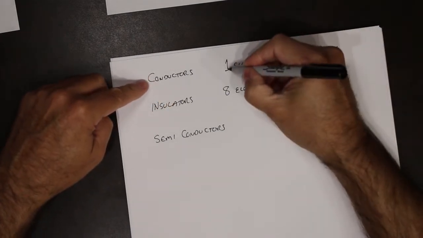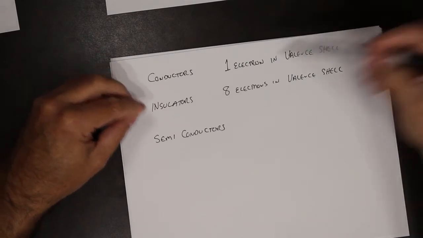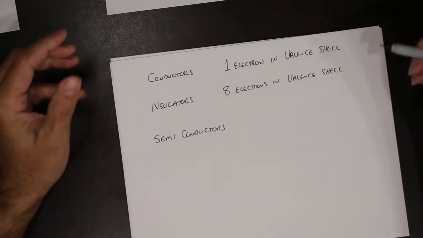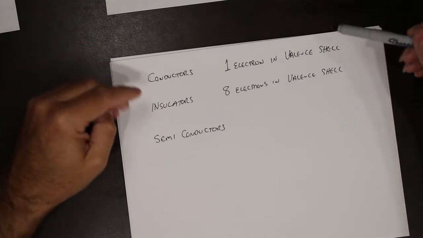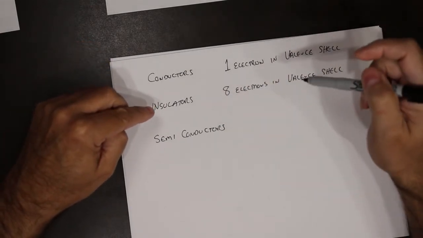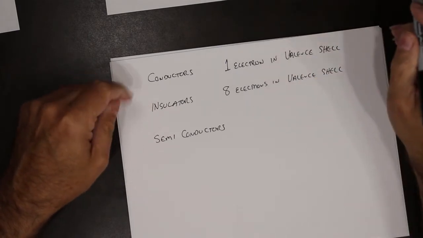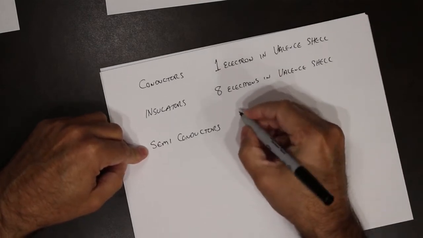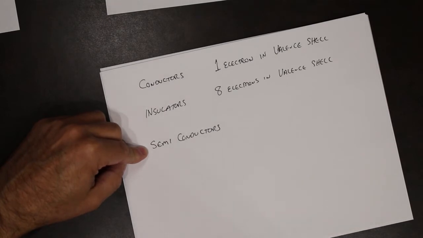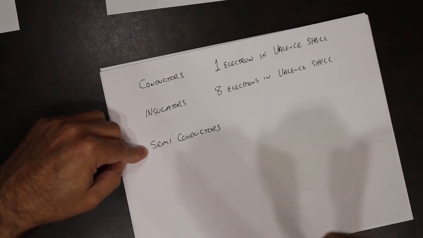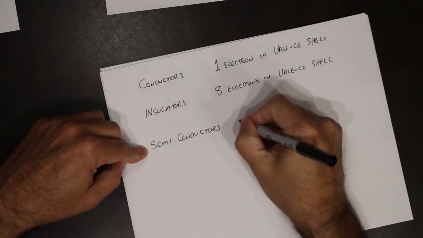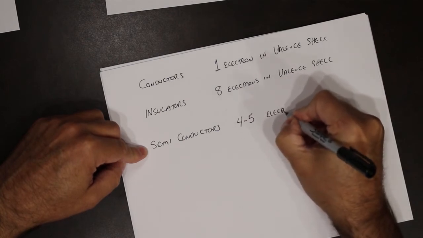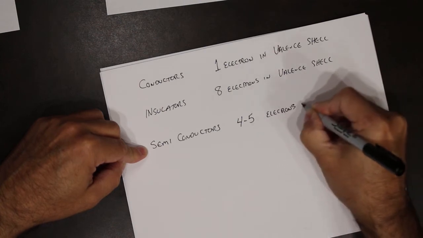So a conductor, that 1 electron can easily absorb enough energy to leave. The insulator, 8 of those electrons have to absorb the energy, so they only get 1/8. Therefore, not enough energy for them to enter the conduction band. So an insulator or insulated material does not conduct electricity under normal circumstances. Then there are semiconductors. Now, a semiconductor is a specific type of material that will conduct or not depending on the circumstances. And typically anywhere from 4 to 5 electrons in the valence shell.